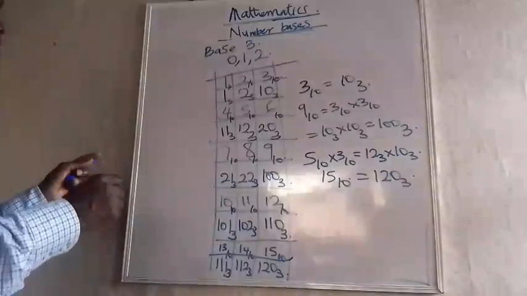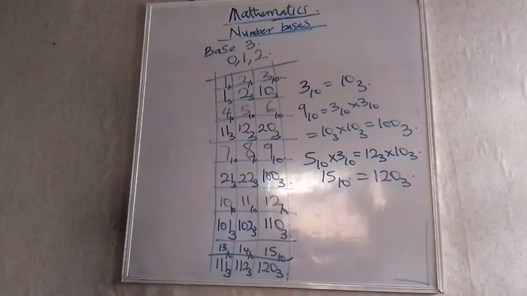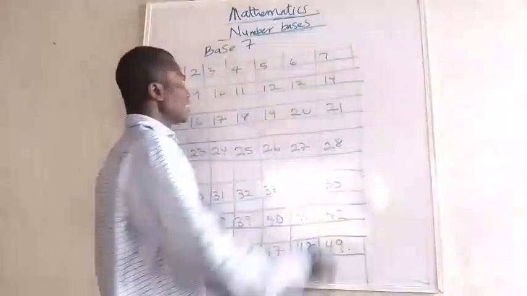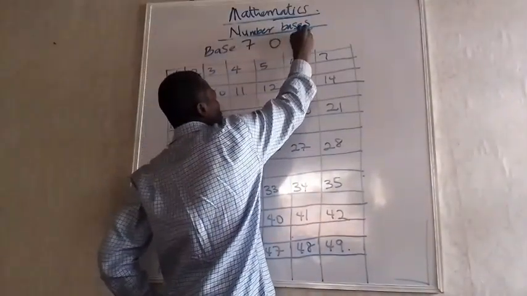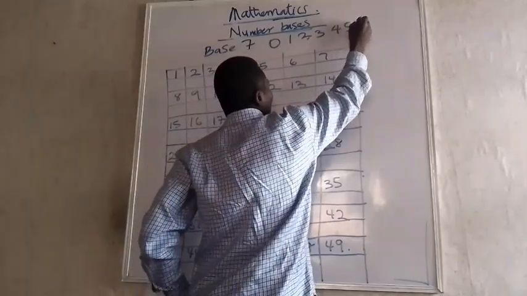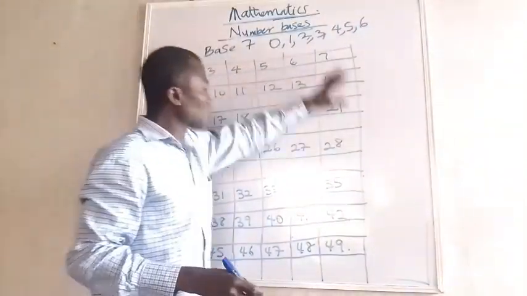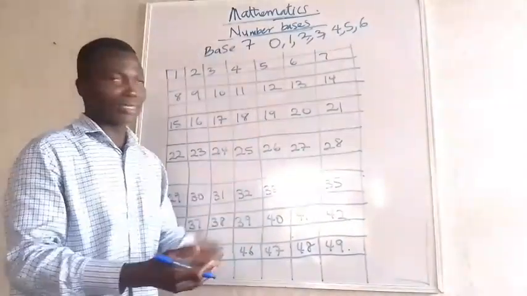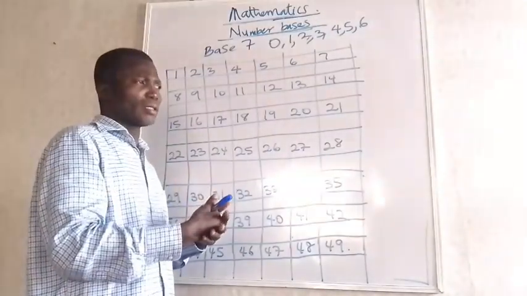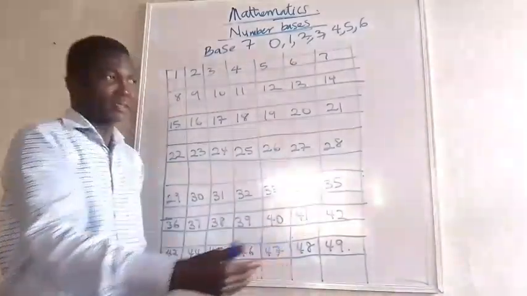Now, let's look at base 7, just for comprehension sake. Now, let's quickly talk about base 7. When you have base 7, the numbers you can combine are 0, 1, 2, 3, 4, 5, and 6. These are the numbers that we can arrange. Now, all these ones that are written are base 10. Let's see what it will be in base 7. Why am I doing this? So that you can see how it's applicable in our weeks, calculation of weeks and days.